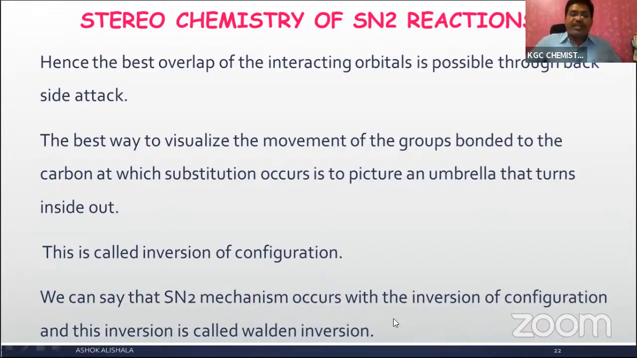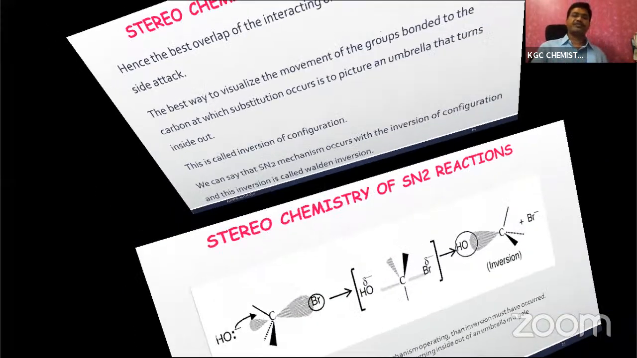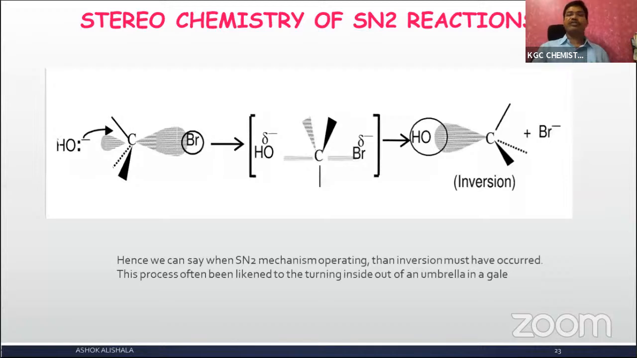Remember what is Walden inversion? Walden inversion is nothing but, during the nucleophilic substitution reaction, mainly in the SN2 reaction of alkyl halides, the configuration of the product is opposite to the reactant. This process is called the Walden inversion. Like this, this is going to be the inversion of the configuration.